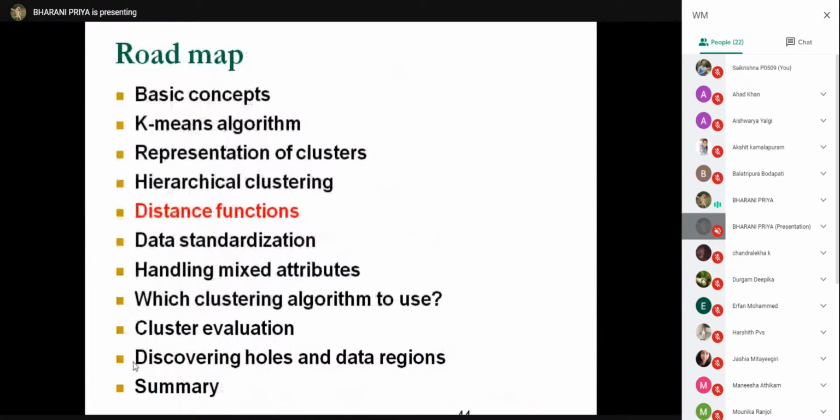Distance functions, data standardization, everything is not there in your syllabus. Only up to hierarchical clustering. So this completes your second unit.